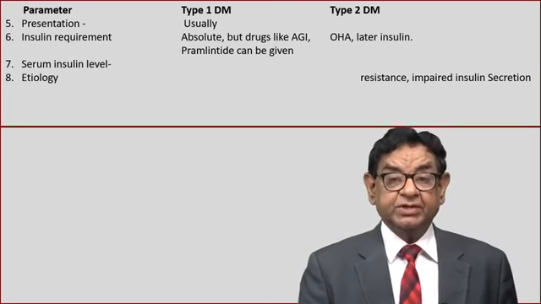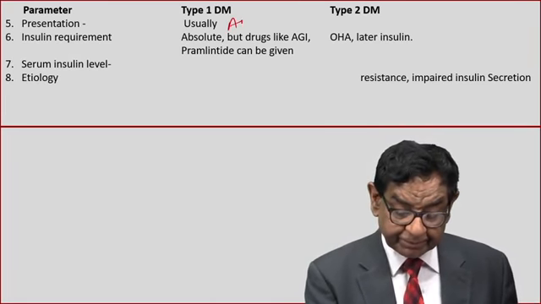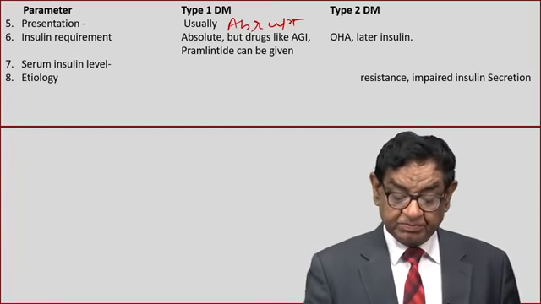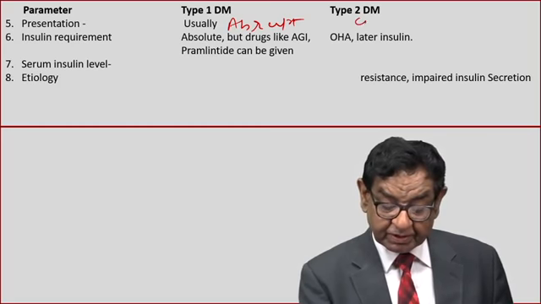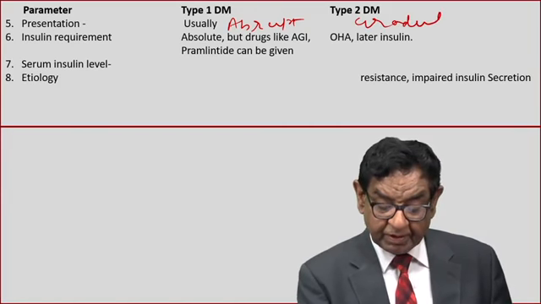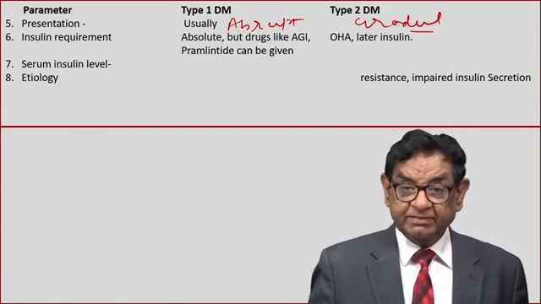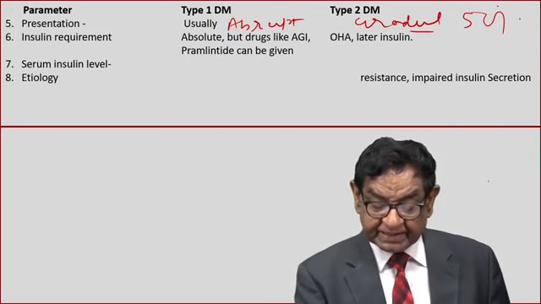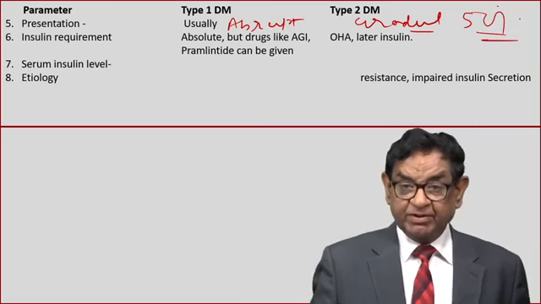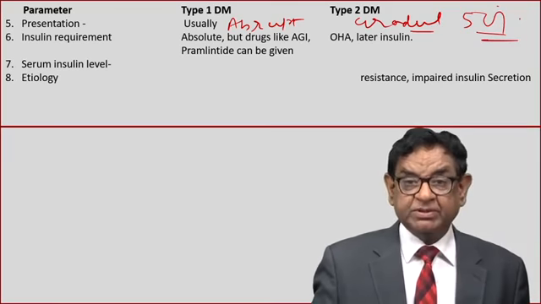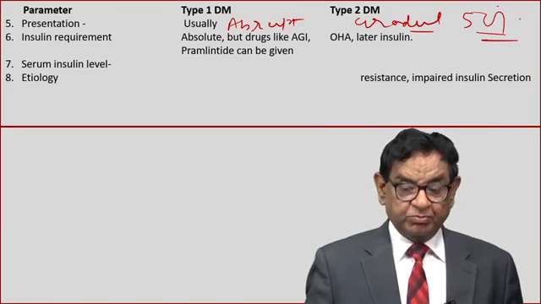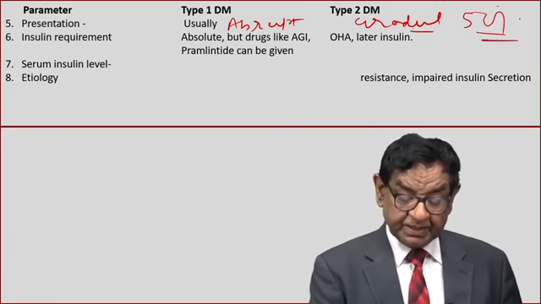Then presentation is usually abrupt, sometimes it may be the initial presenting feature also, but here it is very gradual, and rather most patients remain undiagnosed. 50% of patients are diagnosed incidentally. The patient may be going for some insurance checkup or annual health checkup, and then they find the patient has diabetes. So most of the time there are no symptoms at all.